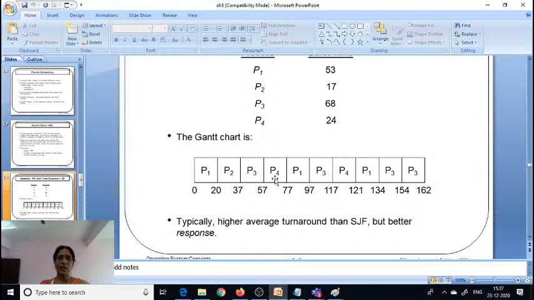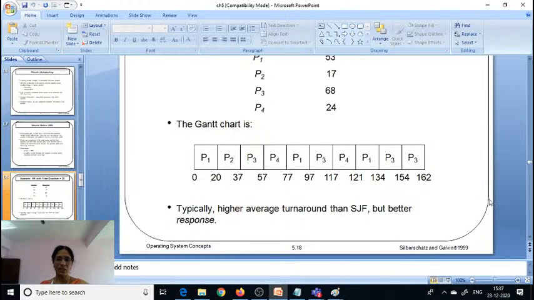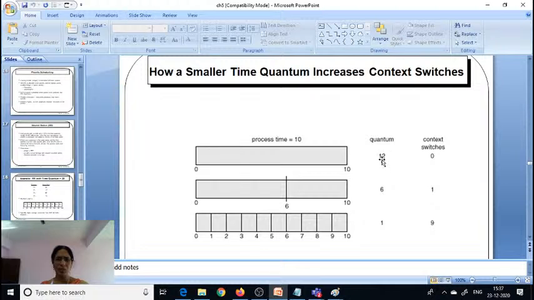If the time quantum is large, the number of context switches will be low. For example, suppose the time quantum is 12 and the process time is only 10. Then there is no context switching, because the process is completed in the CPU. The burst time is 10 milliseconds but the time quantum is 12, so there are no context switches.